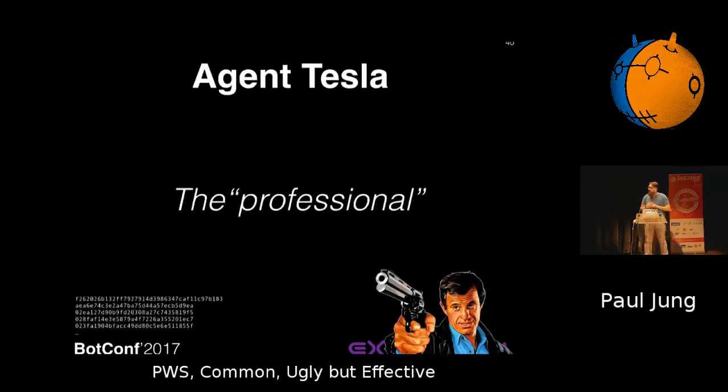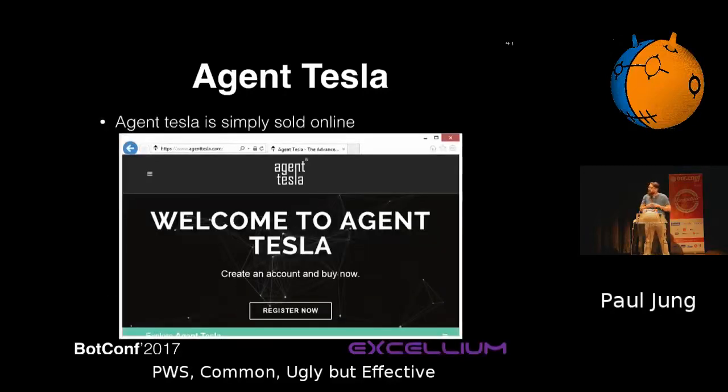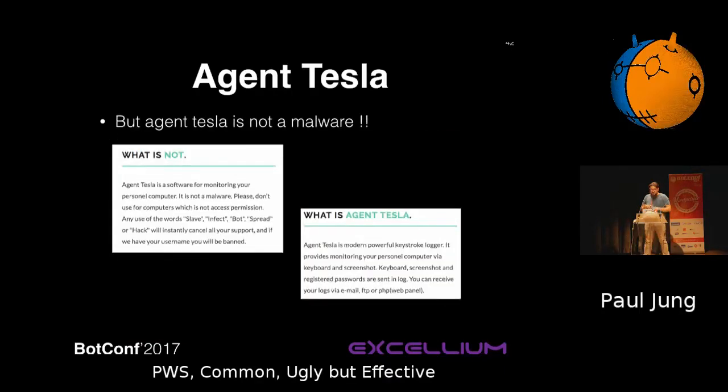Last one, Agent Tesla. Let's say a good one. So Agent Tesla, how to fetch it? It's easy. Simply go online and buy it. Agent Tesla is available on a website. It's not the same who do that. So the guy is not stupid.